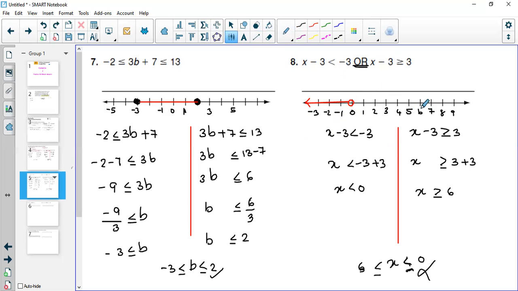How about the next one? We have x is greater or equal to 6. So I draw a circle on 6, shade it or close it as we call it, and then it goes to the right, and then it's going to be x is greater or equal to 6. This is how you need to graph the inequalities.